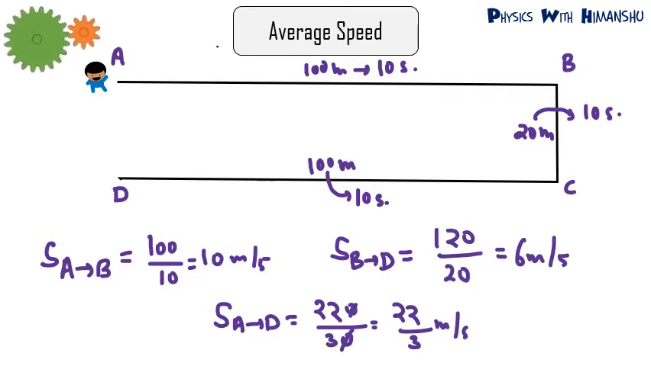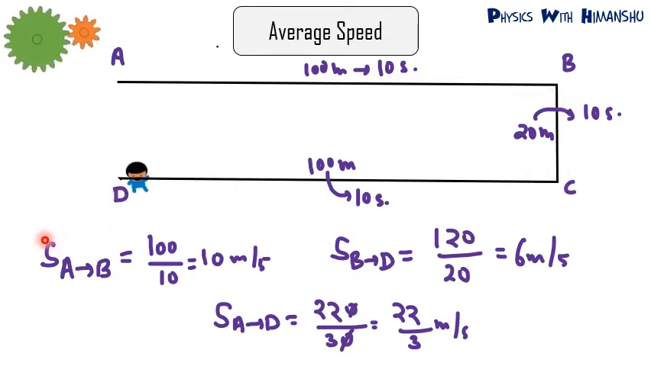Suppose in this question, suppose I ask you what will be the speed from A to B, from B to D, and from A to D. Suppose from A to B, the time taken is 10 second and distance is 100 meter. From B to C, time taken is 10 second, distance is 20 meter. And from C to D, again, time taken is 10 second, distance is 100 meter. So a person travels like this. Suppose first he comes from A to B, then from B to C, and from C to D.